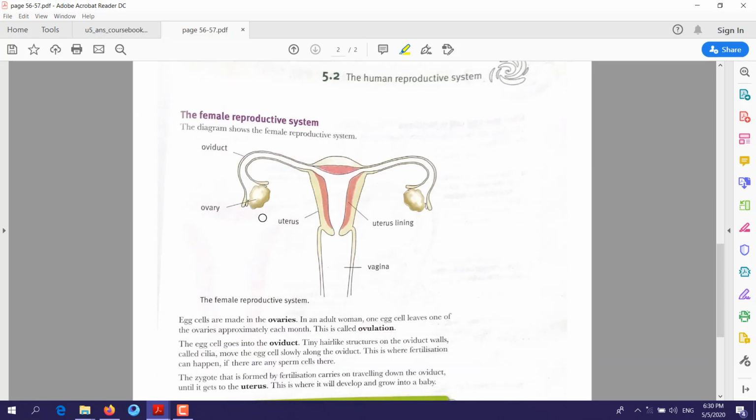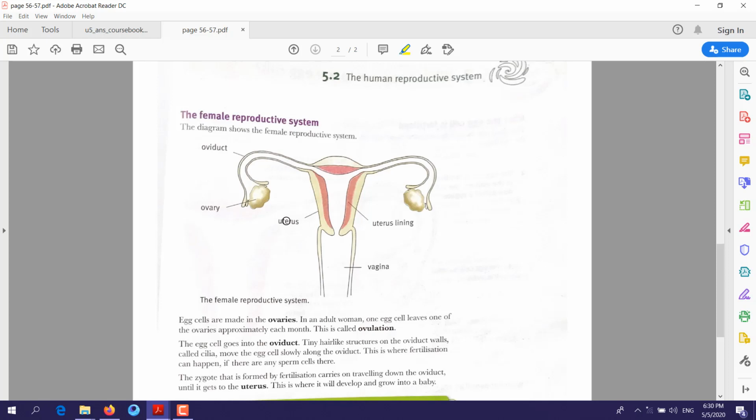Then, the female reproductive system. Also, this diagram shows the female reproductive system with all its parts, and then we will explain the function of each part.